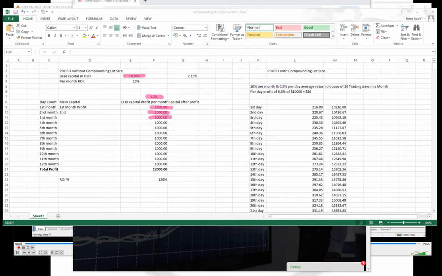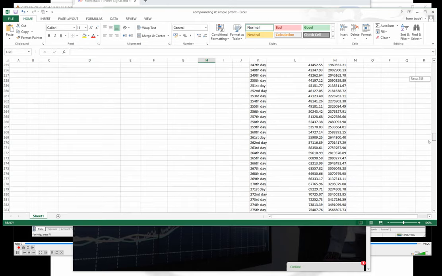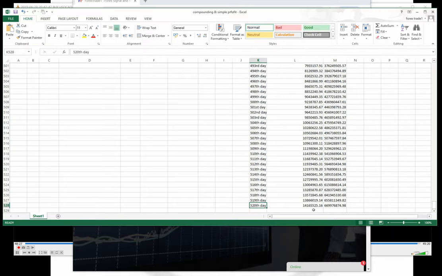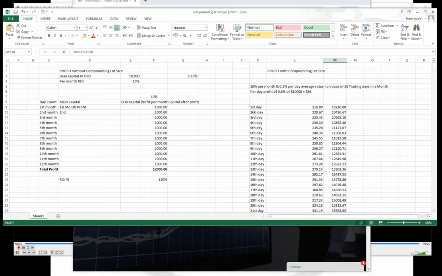So with this calculation, if the client continues the profit reinvestment each and every day, let me just take you to the 520th day, his account becomes around $700 million. That is the account balance on the 520th day. But let us not take this $700 million, just take 1% of this, you will earn $7 million. This is the beauty of the compounding interest.